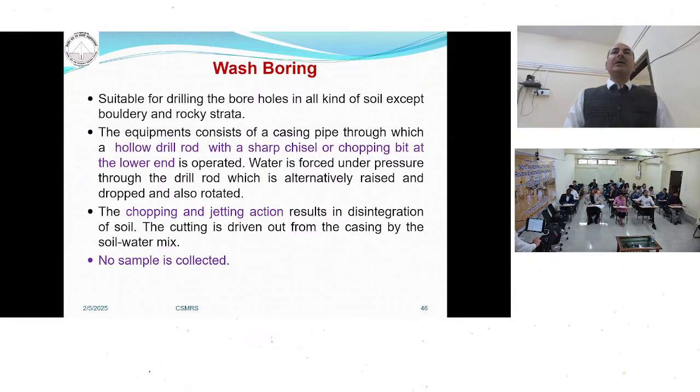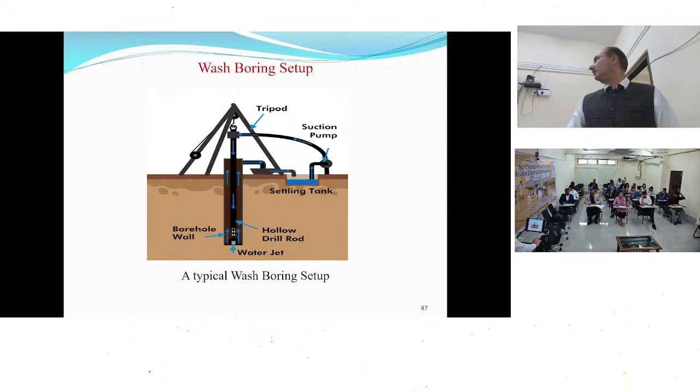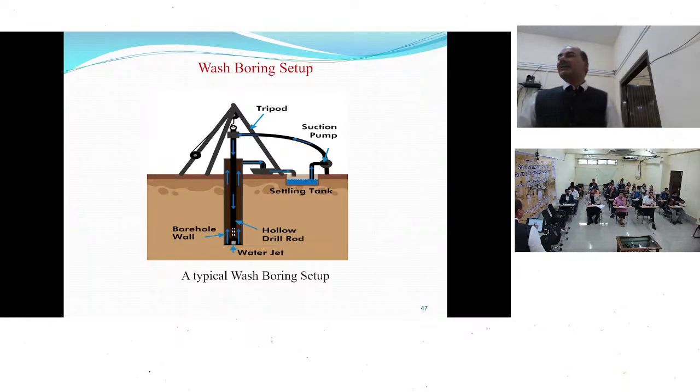Third is wash boring. It is suitable only for sandy soil or coarse soil. In this method, what do we do? This is the typical picture. There is a casing pipe, and in the casing pipe there is a hollow rod. We supply water under pressure, and whatever material is there comes out from the hole. In that way we drive. But the thing here is that we do not collect any kind of sample, not a disturbed sample, not an undisturbed sample. We are only making the hole. So this method is also not good.